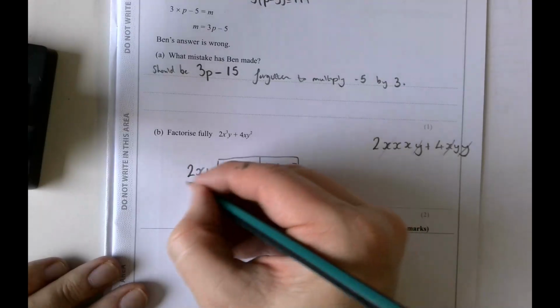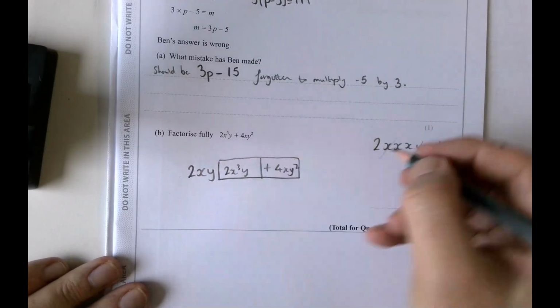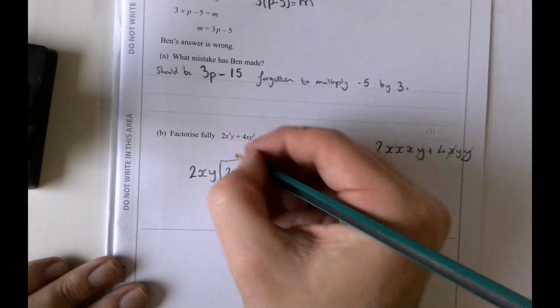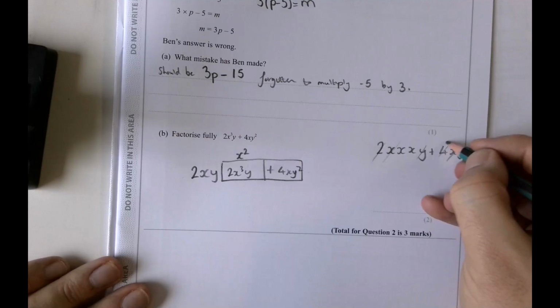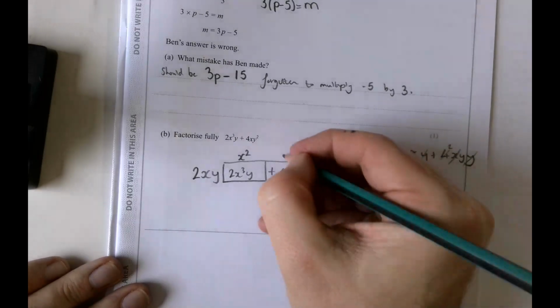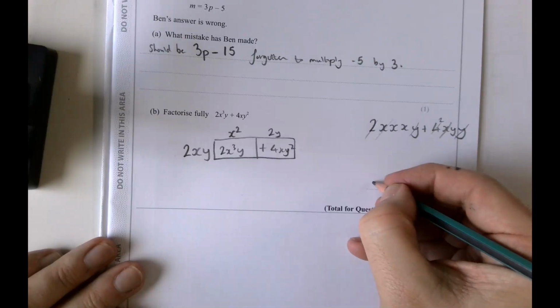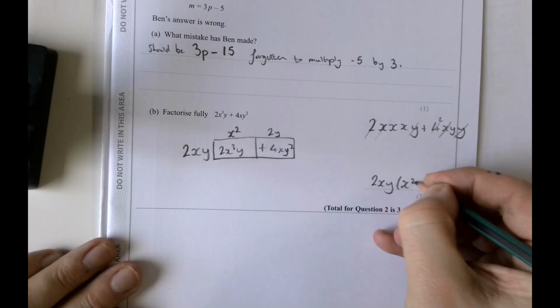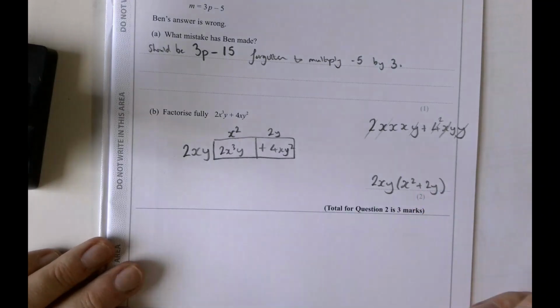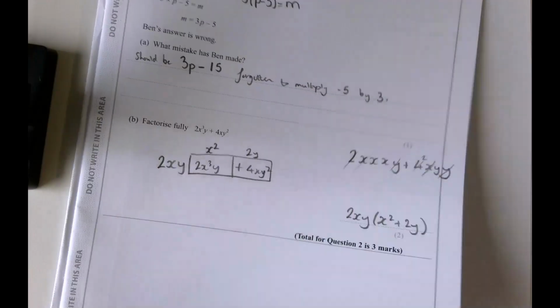And then what have I got left to multiply 2xy by to get this? I've got 2 x's, so that would be x squared. What have I got left over here? I've multiplied by 2, so that's going to give me 2 y's. So because they've got a common factor of 2xy, that's going to go outside my brackets, and then x squared plus 2y is going to go inside my brackets.